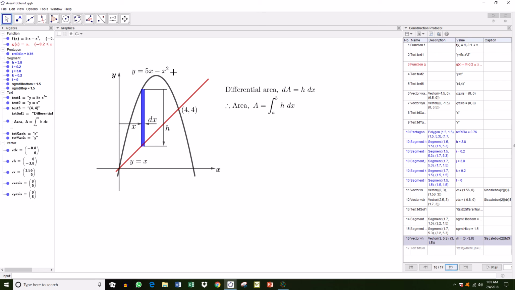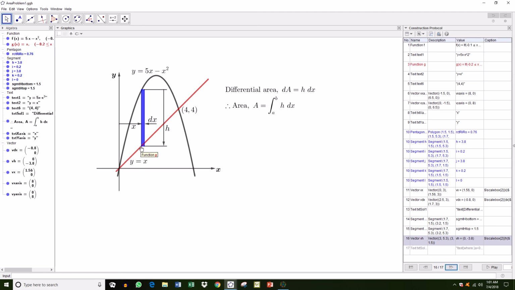Right? So 5x minus x squared is the y value here, and by the same argument, x is the y value here, simply because this curve is y equals x. So this point has an x value of x and a y value of x as well.